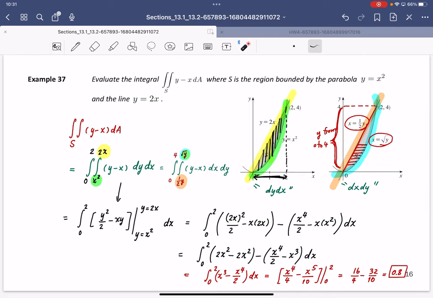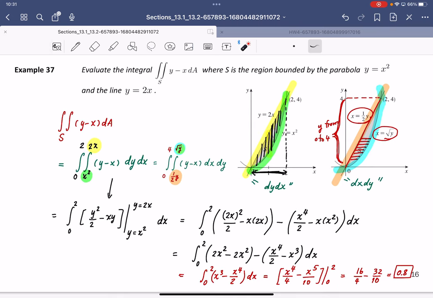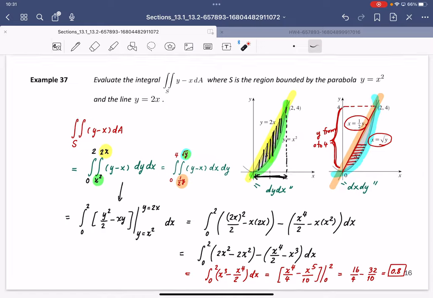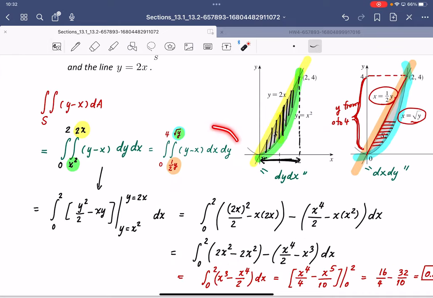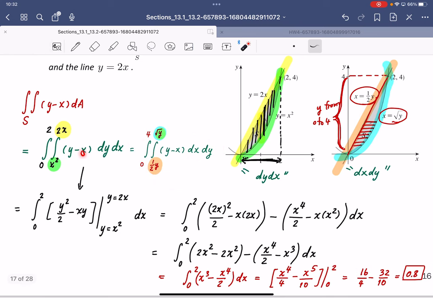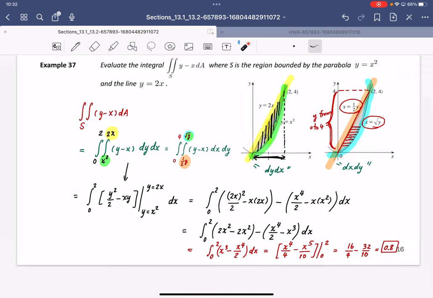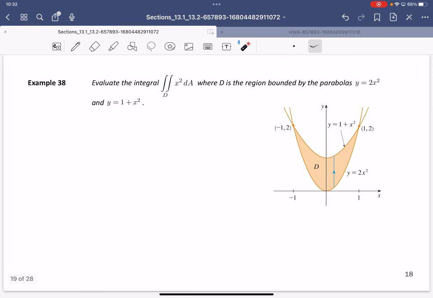Okay, so we're gonna keep doing examples today, so I will let you finish copying example 37, and then we're gonna move to the next one. Okay, let me go to the next one. This is a space for you to copy this one, but even if you do the same thing for this question, you're gonna get the same number, 0.8. You can do either this one or this one, it doesn't matter. All right, so we're gonna move to example 38.